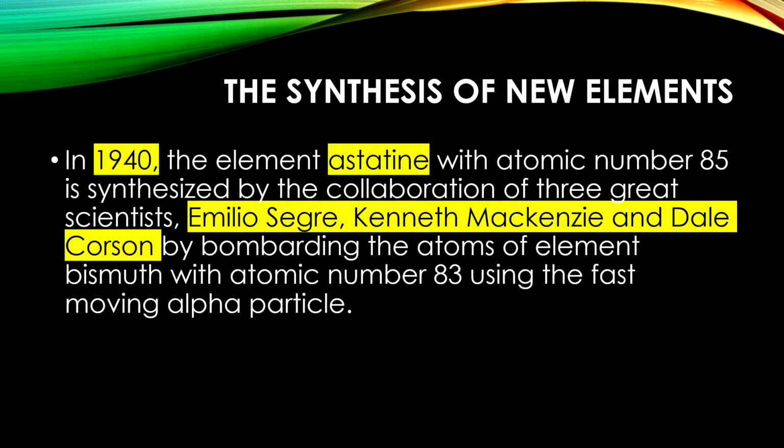In 1940, the element astatine, with atomic number 85, was synthesized by the collaboration of three great scientists. Please take note of these three great scientists: Emilio, Kenneth, and Dale Corson. They used a particle accelerator by bombarding the atoms of element bismuth, with atomic number 83, using the fast-moving alpha particle.